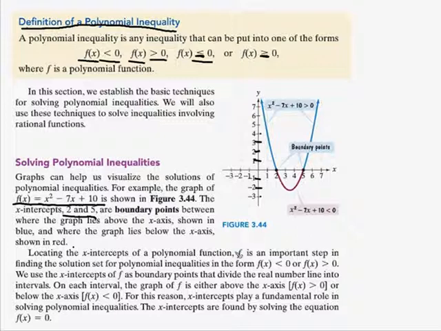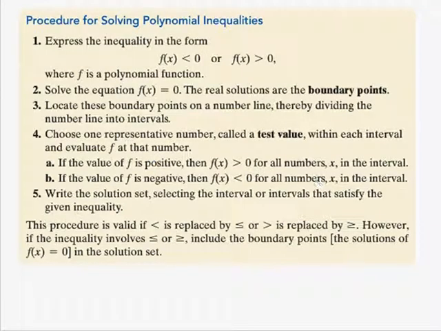Locating the x-intercept of a polynomial function f is an important step in finding the solution for polynomial inequalities in the form of less than 0 or greater than 0. We use the x-intercepts of the function as boundary points that divide the real number line into intervals. And the real number line is nothing more than the x-axis. So we're going to chop our x-axis up into intervals. On each interval, the graph of the function is either above the x-axis, greater than 0, or it is below the x-axis, f of x is less than 0. For this reason, x-intercepts play a fundamental role in solving polynomial inequalities. The x-intercepts are found by solving the equation f of x equals 0. And we've been doing that for the better part of the school year.